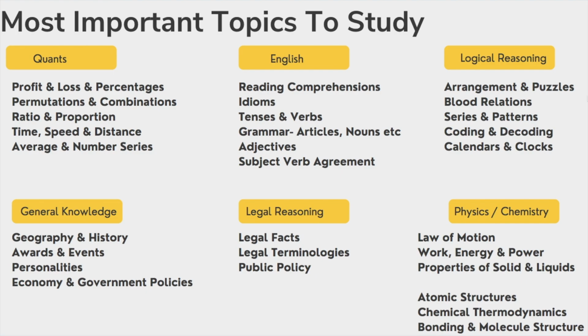Talking about physics and chemistry, which is for SIEEE, you should be focusing for physics on law of motion, work, energy and power, properties of solids and liquids. Talking about chemistry, you should be focusing on atomic structures, chemical thermodynamics, bonding and molecule structure.